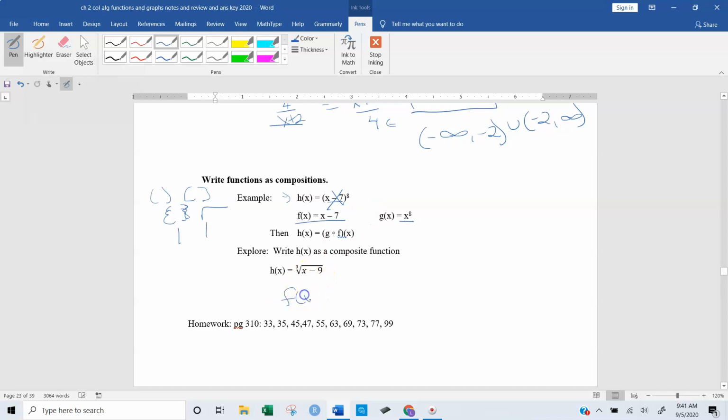Try yours. Your grouping symbol was the cube root. So your first function is whatever is under the cube root. Take it out, and that's my second function. So then g of x is the cube root of x.